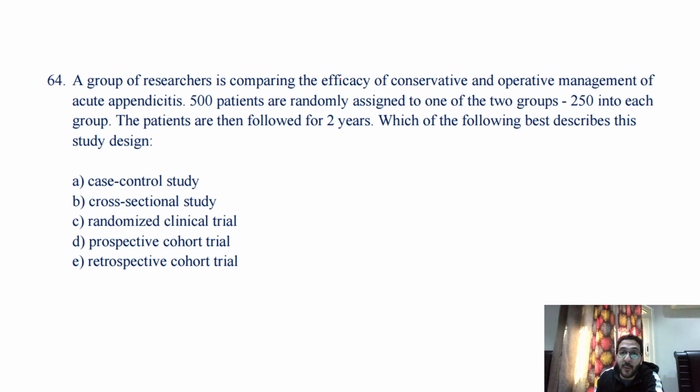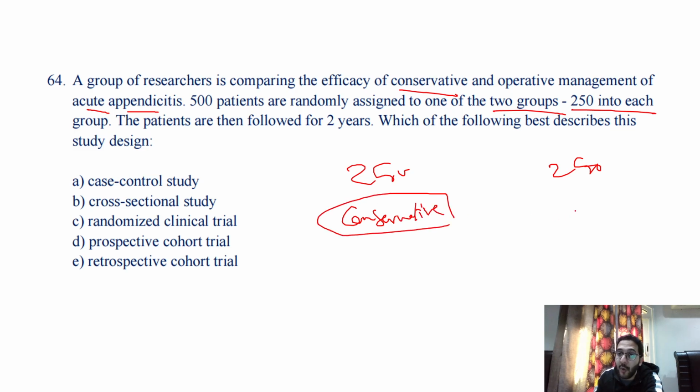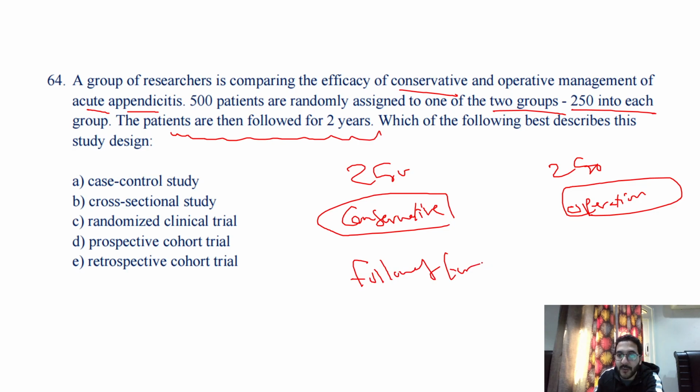But again, let's discuss this one. A group of researchers is comparing the efficacy of conservative and operative management of acute appendicitis. 500 patients are randomly assigned to one of two groups, 250 each. One will be conservative management, so no intervention or operation. The other will have an operation for acute appendicitis, and then they are followed for 2 years. Yeah, what do you think here?